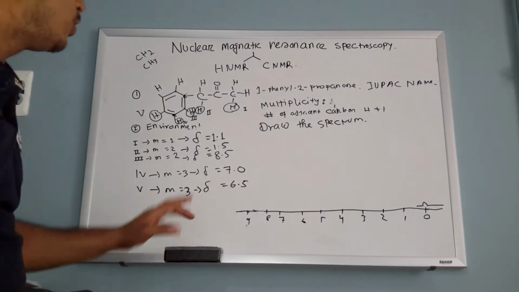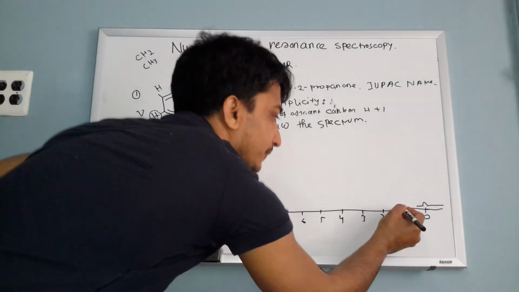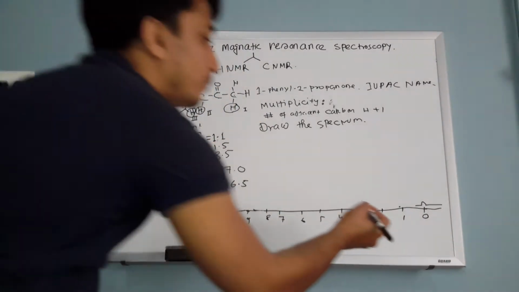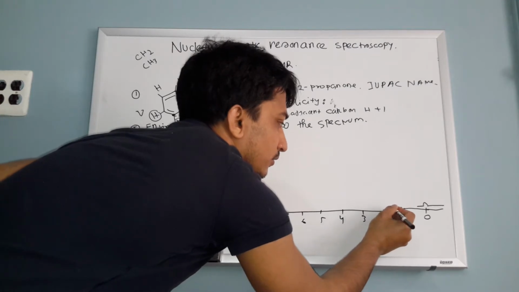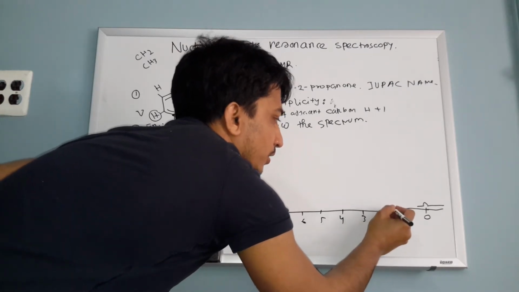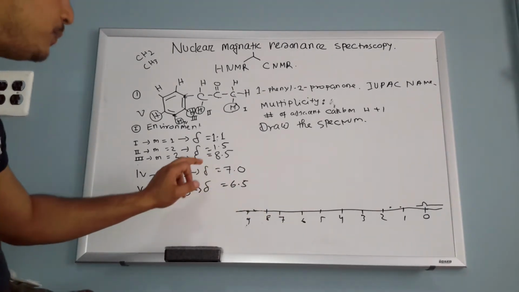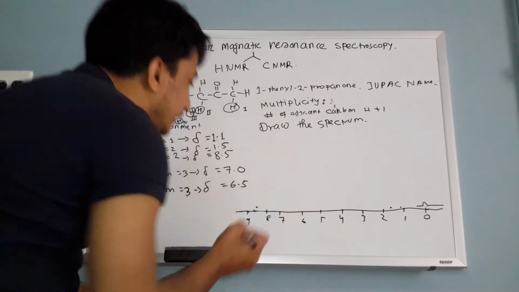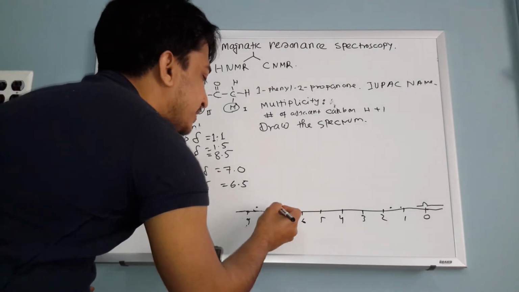Okay, and then go to the 1.1. So 1.1 is going to be where? In there. Then you have a 1.5. 1.5 is in here. Okay, 1.5 is in here. Then you have a 8.5. 8.5 is in here. Then you have a 6.5. 6.5 is in here. Then you have a 7 point.